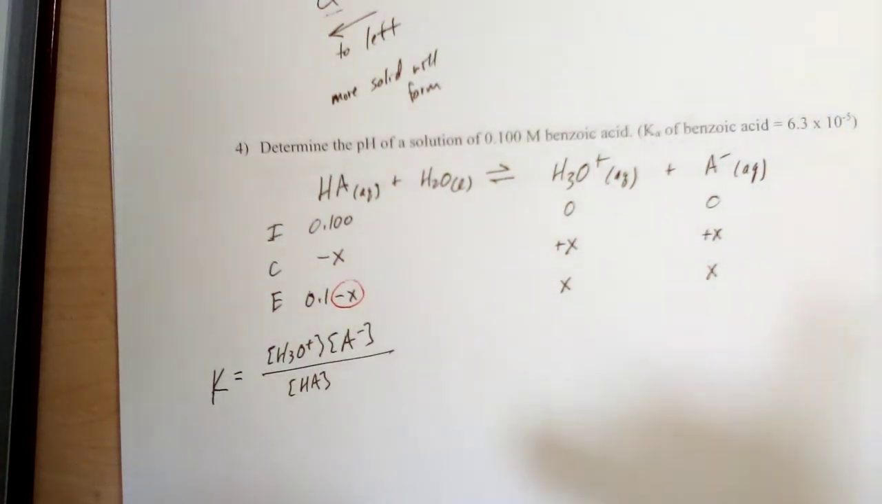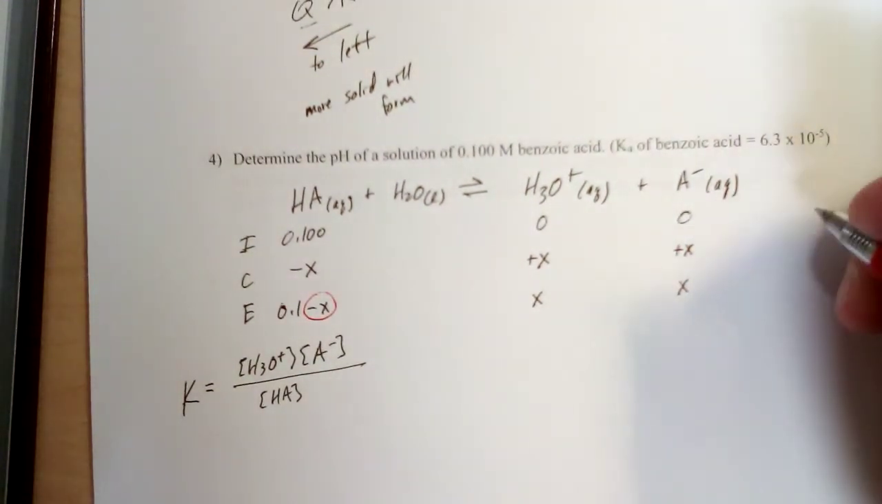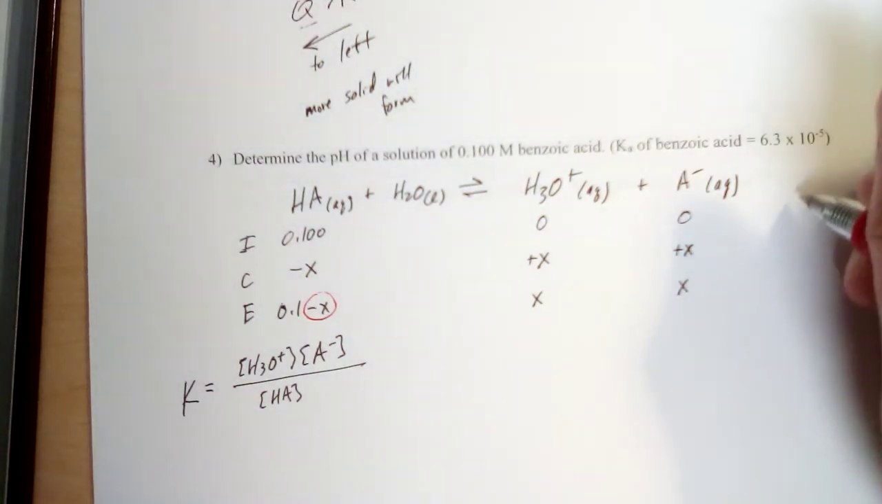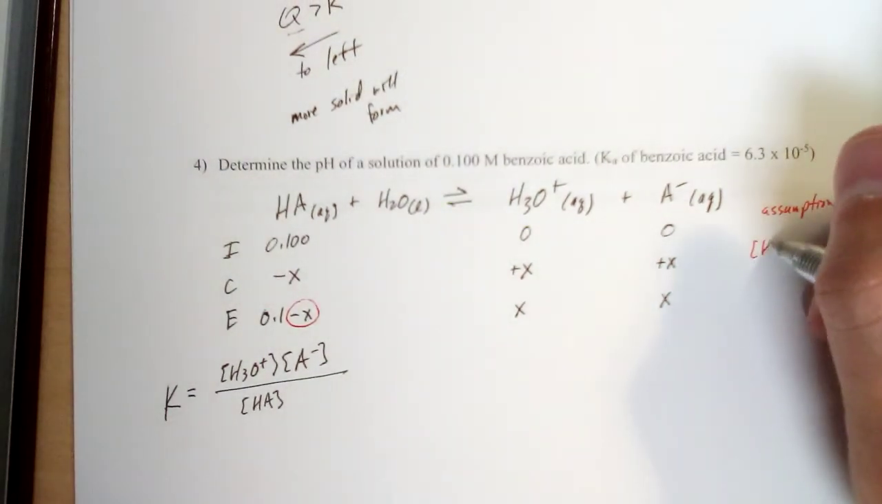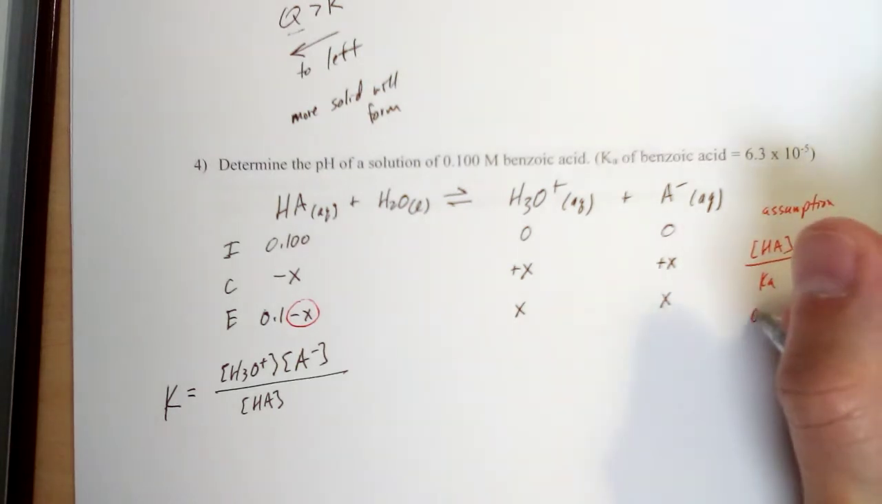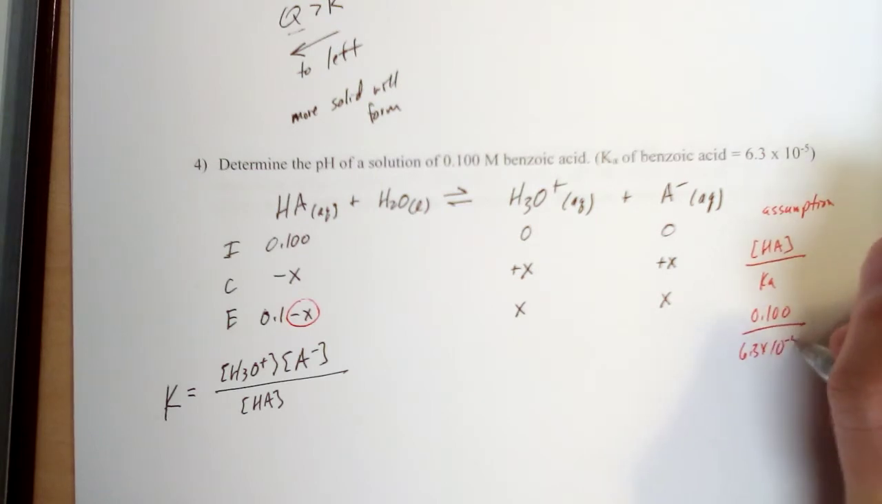If the equilibrium constant is really low compared to the concentration, then the reaction doesn't move forward much. So that's a good way to evaluate their differences. So if I take the concentration of the weak acid, let me just write this over here, assumption. If I take the concentration of the weak acid in this case and divide it by Ka, that's 0.1 divided by 6.3 times 10 to the minus fifth.